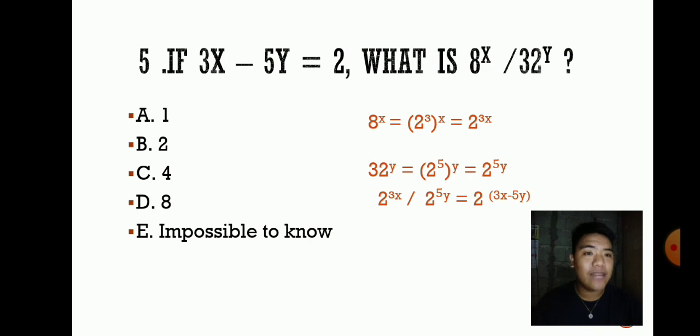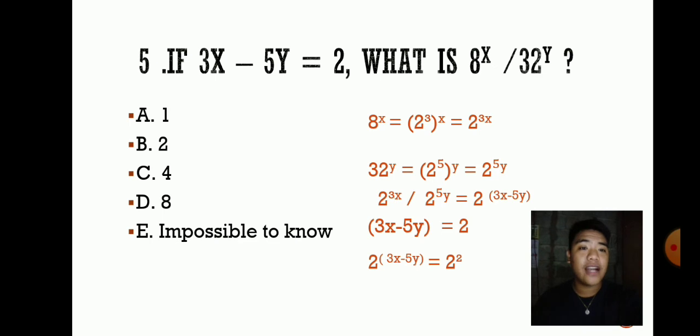So we can rewrite the function: by the given, 3x minus 5y is equal to 2. Therefore, our function would be 2 raised to the power of 2. Then what is 2 raised to the power of 2? 4. Very good. And the final answer will be letter C, which is 4. Okay? Get it?